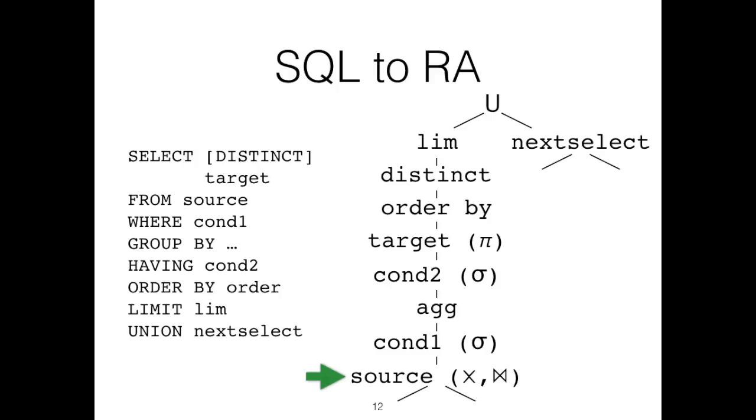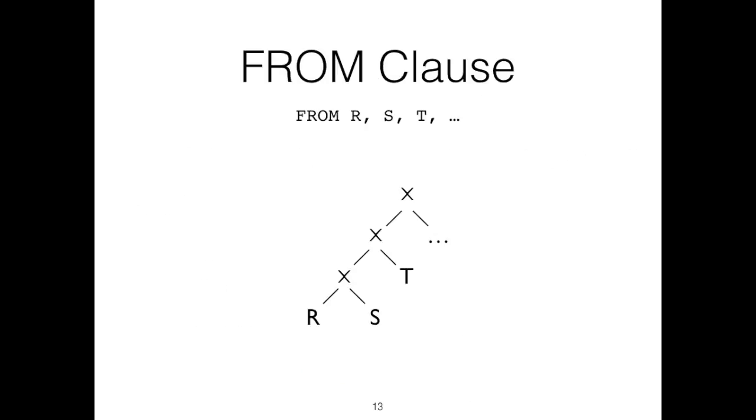So let's go bottom up. Let's start with the source, the from clause. If I have a list of relations that appear in the from clause, what's the basic SQL semantics? Compute their cross product. All right, that seems like something we can implement pretty easily. If I have R, S, T, R join S join T, or R cross S cross T cross whatever else you have.